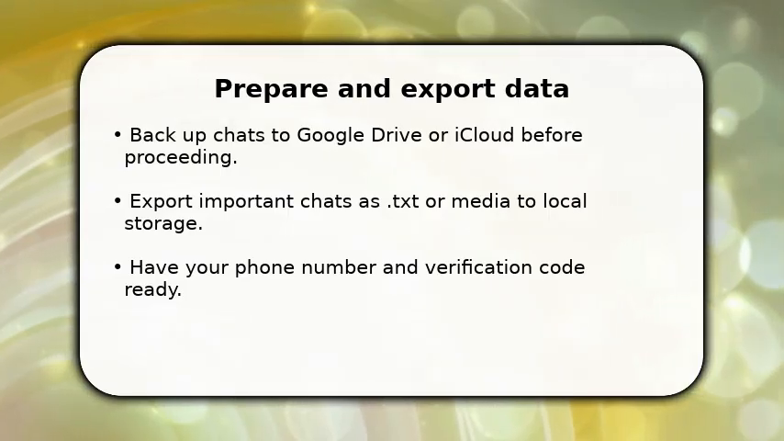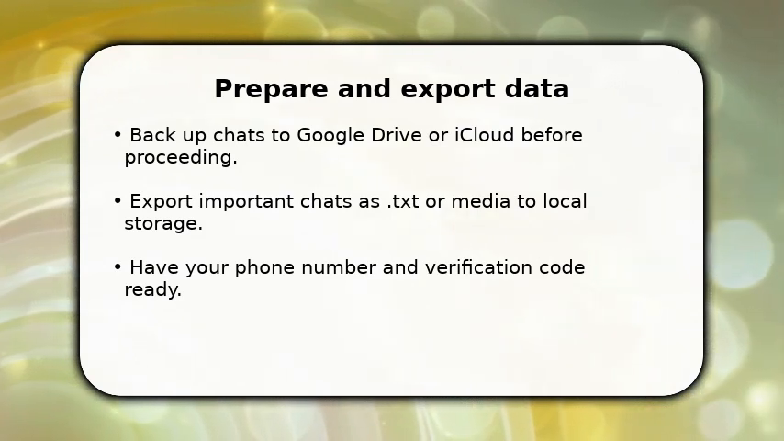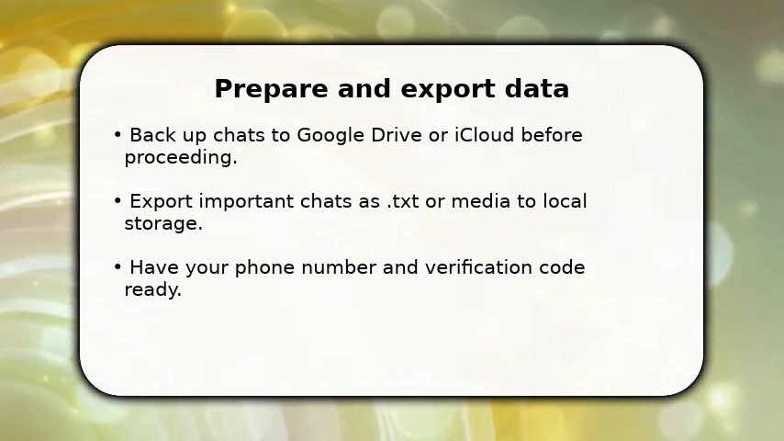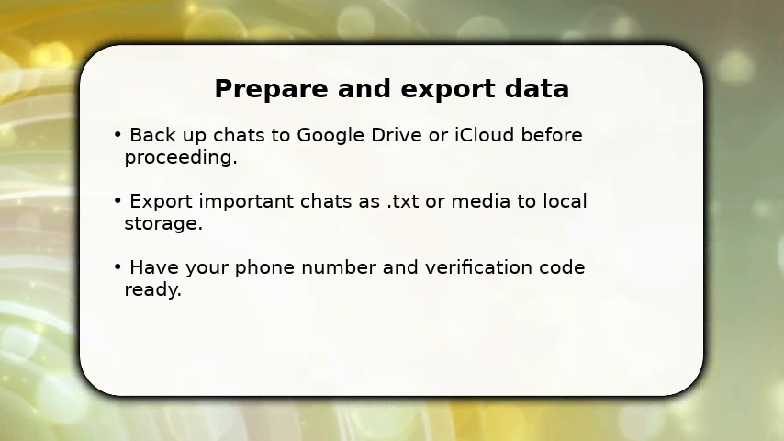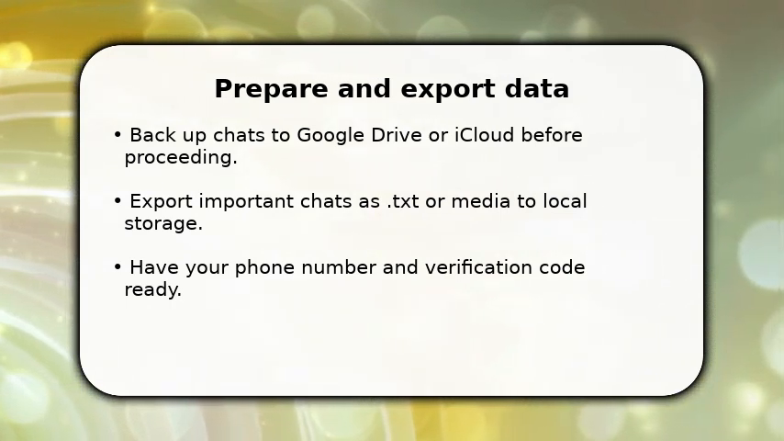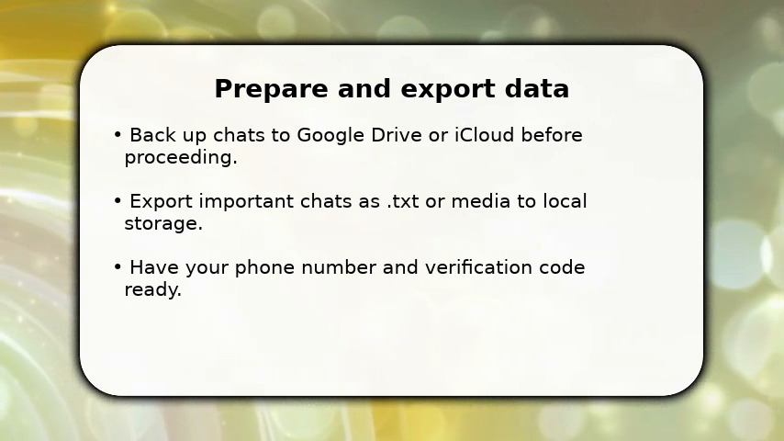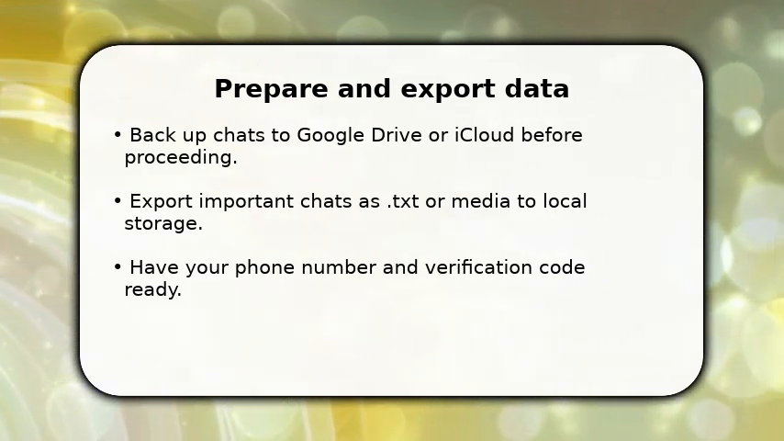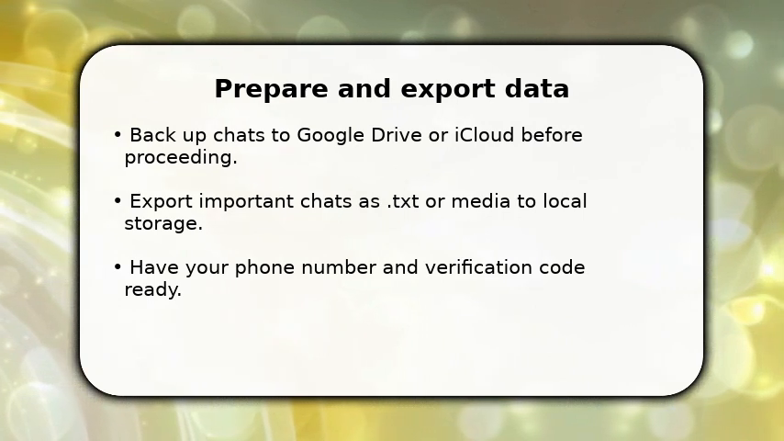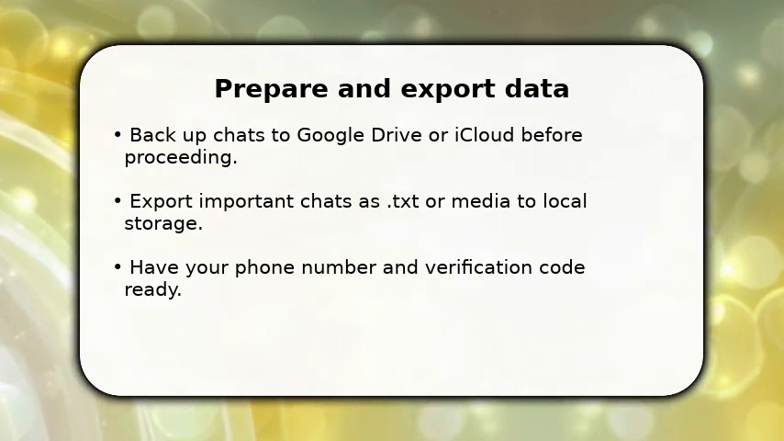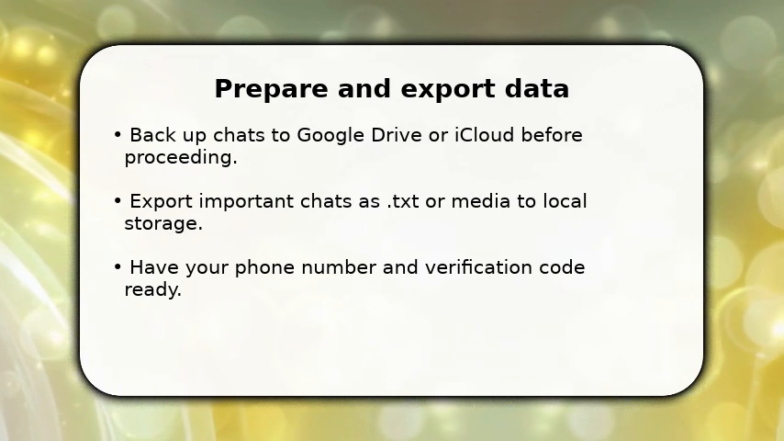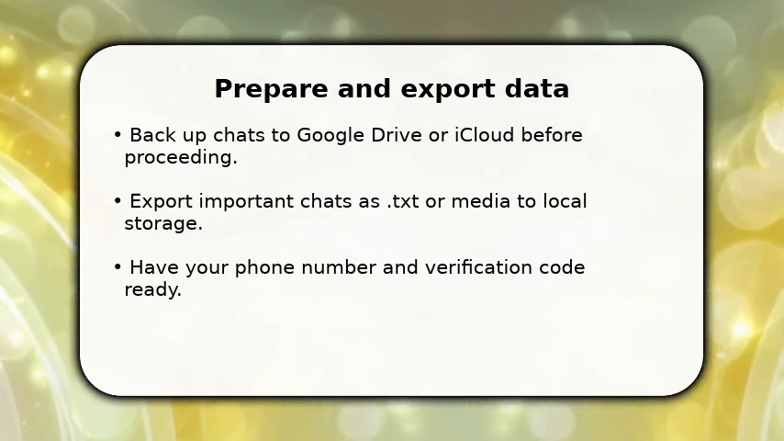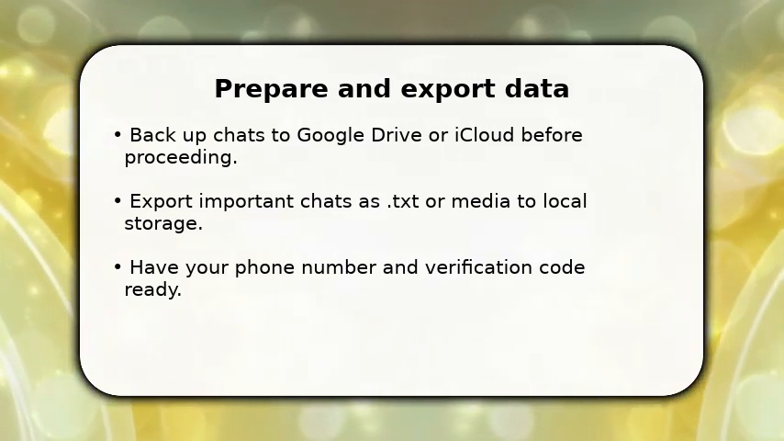You start by securing your data so you don't lose memories. Back up to Google Drive or iCloud, then export any chats or media you'll need offline. Once done, make sure your phone number is reachable for verification and keep a copy of exported files in a safe folder. You're doing this because deleting the account is irreversible and you'll want access to records. Now move to the app to begin account removal.